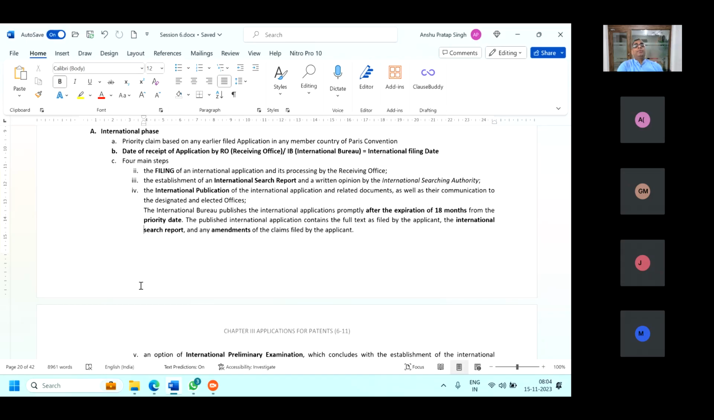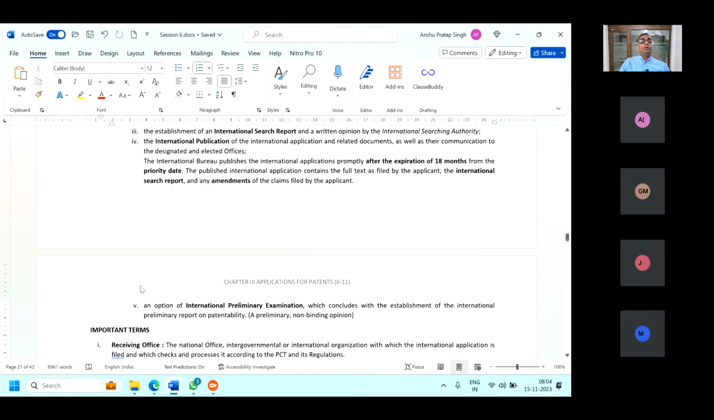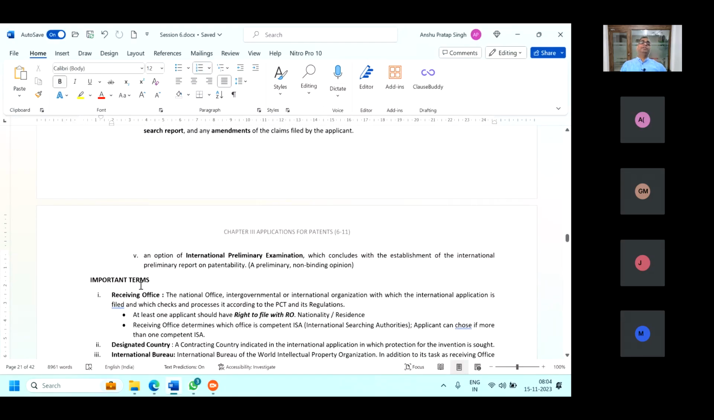Now, the International Bureau will publish only after the expiration of 18 months from the priority date. The published international application contains the full text. So what is getting published is the application you have filed, the international search report, and any amendment of the claims filed by the applicant. Then, as I've discussed, an option of international preliminary examination is there. You can opt for it, and an international preliminary report on patentability will be provided. However, this report is non-binding. It is only a preliminary opinion.